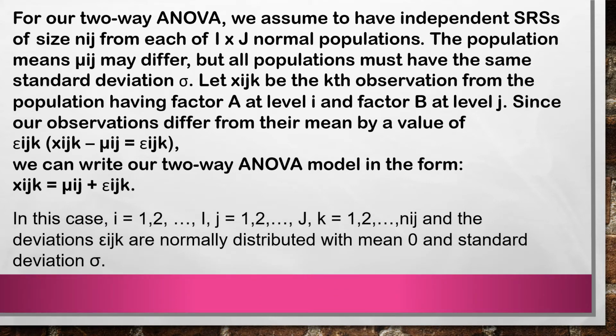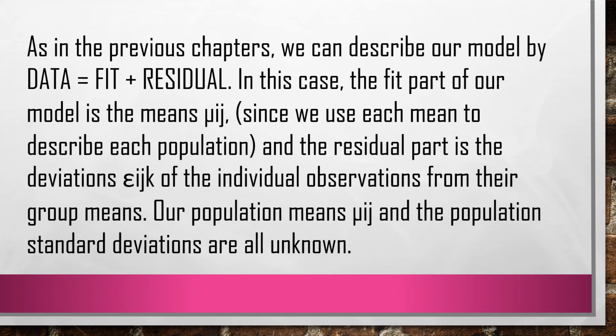So in this case, i is equal to 1, 2, j is equal to 1 and 2, k is equal to 1 and 2, and the deviations epsilon_ijk are normally distributed with mean 0 and standard deviation sigma. As in the previous discussion, we can describe our model by data is equal to fit plus residual.